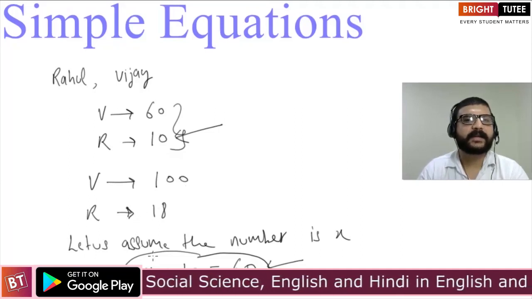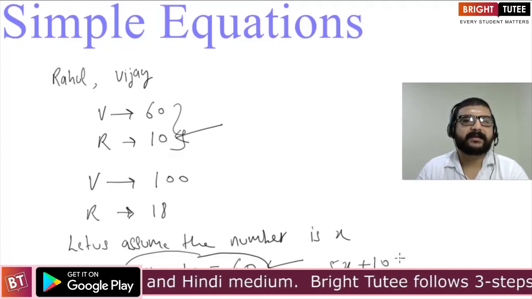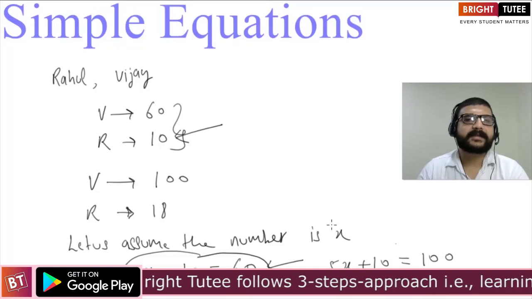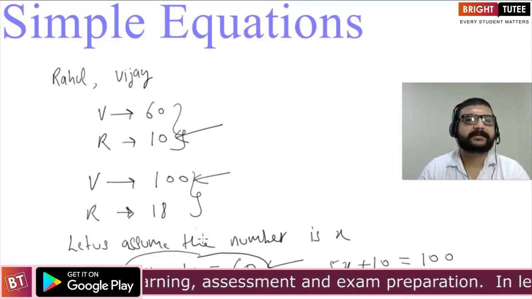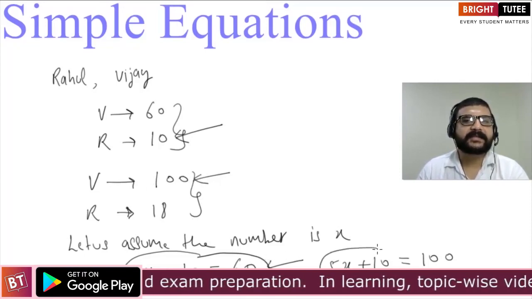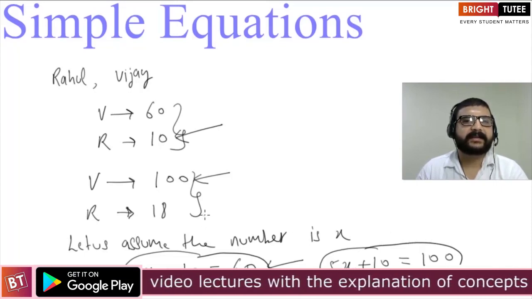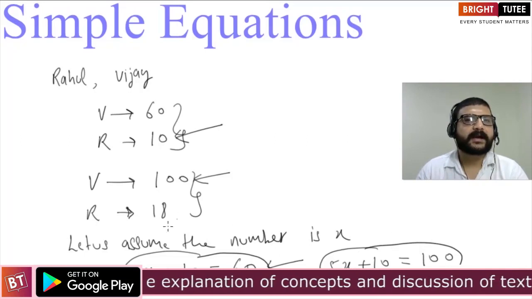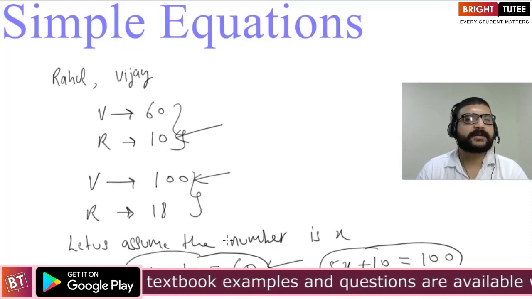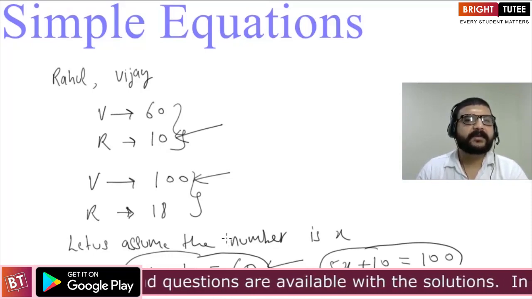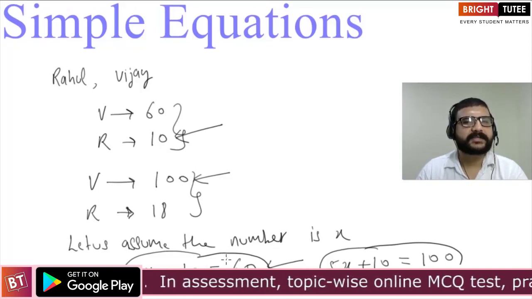And in the second case, he simply equated this expression 5x plus 10 with 100, because the result Vijay was getting in the second case was 100, as we can see here. And then from this equation, he simplified it and got the value of x as 18. So this is how Rahul and Vijay played a game. In this chapter, we are going to study many more situations like this, in which a real-life situation will be converted into a mathematical equation.